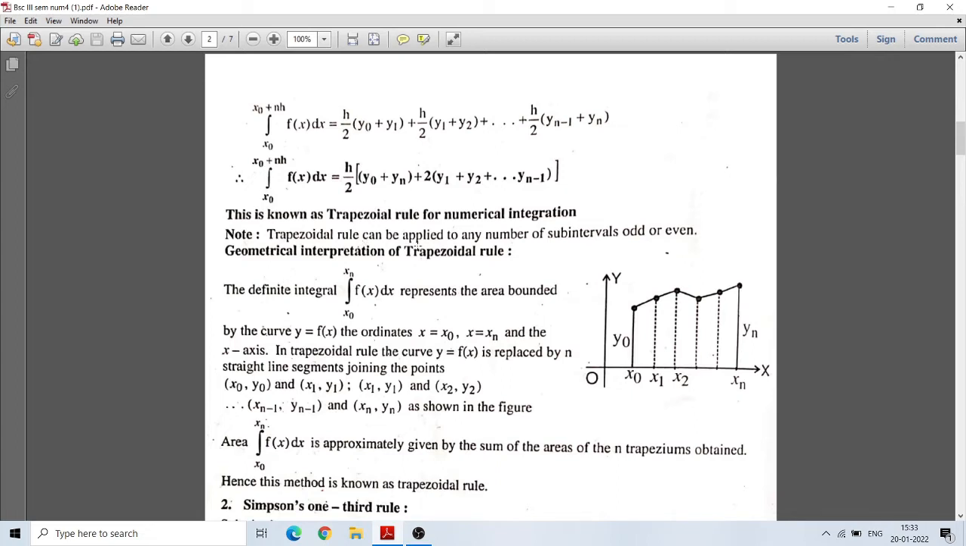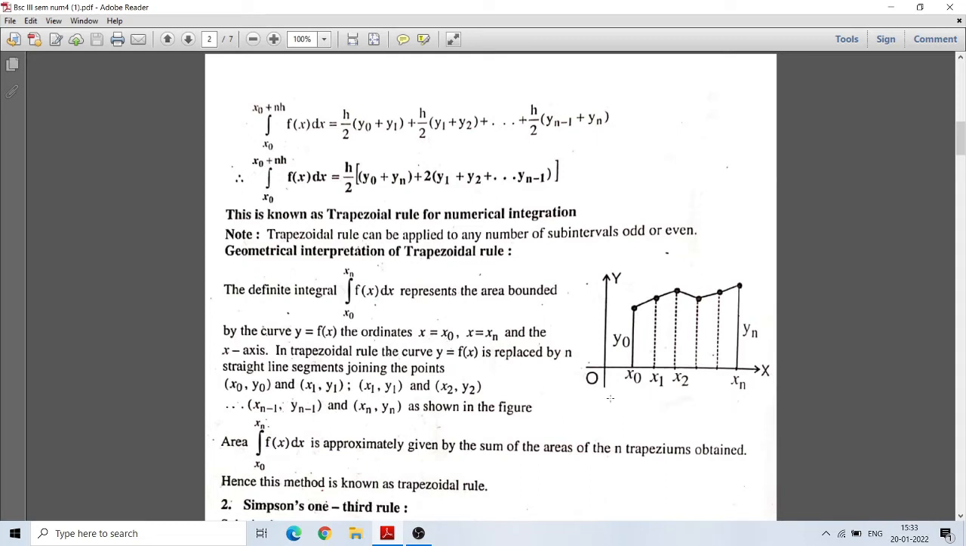The trapezoidal rule can be applied to any number of subintervals. Intervals may be odd or even. Then let us see the geometrical meaning of the trapezoidal rule. Look here at the figure. Here this is the x-axis, this is the y-axis, the coordinate axes. Here y is equal to f of x, which means y is a function of x. We are only substituting different values of x: x equals x naught, x1, x2, x3.